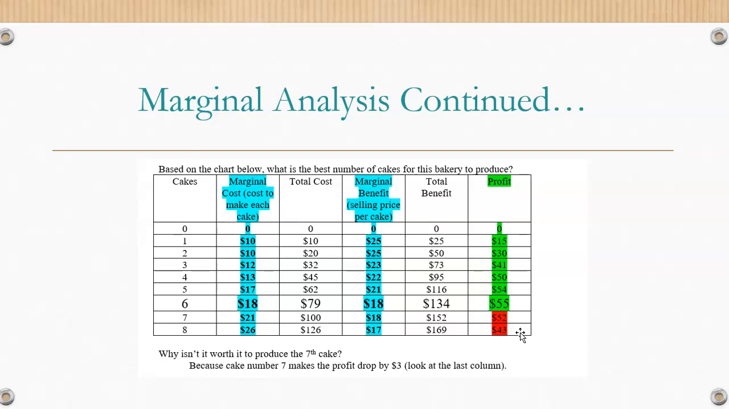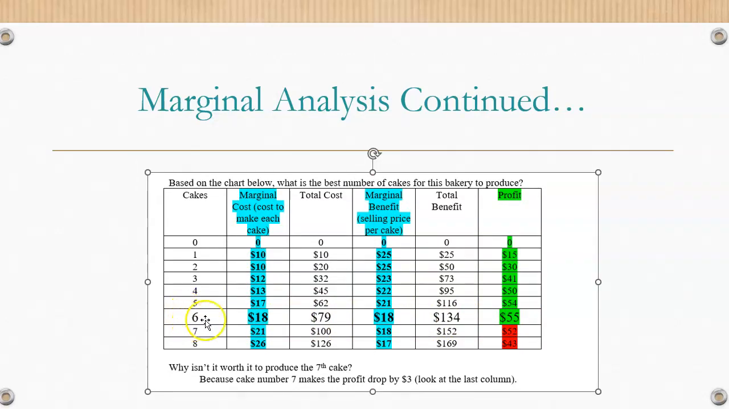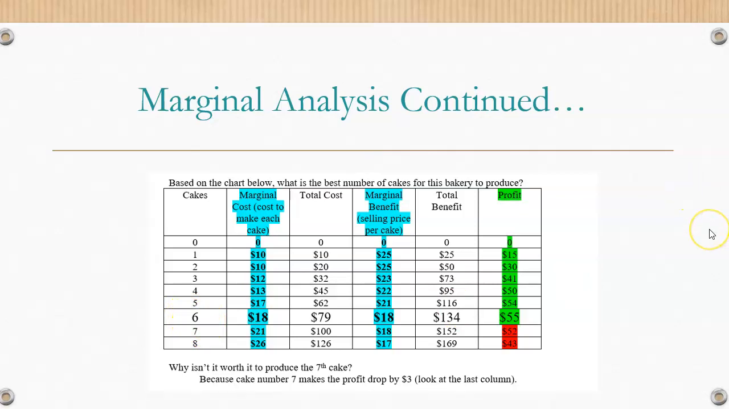So this is showing you that for this company, their profits peak at 55. You come all the way here and say, okay, so 6 is the one that I actually need to produce, 6 units and no more than that. So this is basically what we are looking at when it comes to marginal analysis.